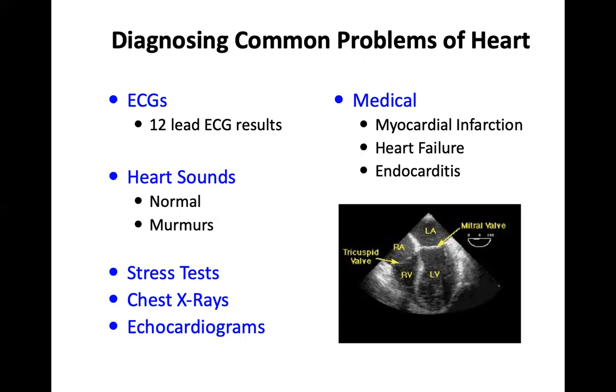That's B as in boy, N as in nerd, and P as in Peter. Okay, BNP. And if it's over 500, then they're in heart failure. And then endocarditis is often seen in IV drug abusers.